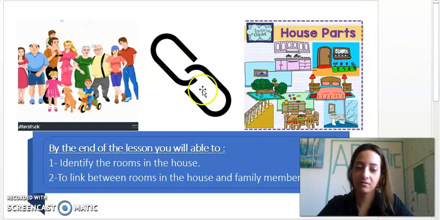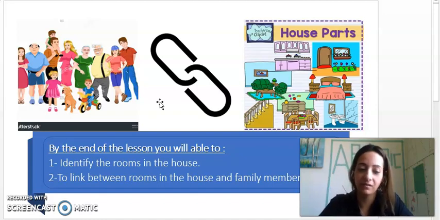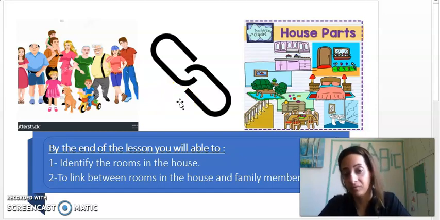Let's first see what's the expectation of today's lesson. In the end of the lesson today, I expect you to be able to identify the rooms in Arabic, how to say the rooms in the house. Second is to link between rooms in the house and family members. So you're going to use family members, which we learned before in the previous video, and the house.